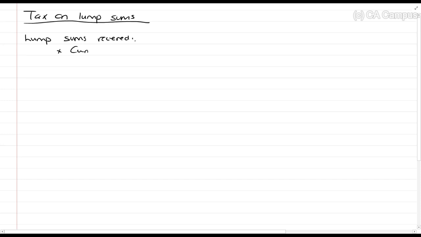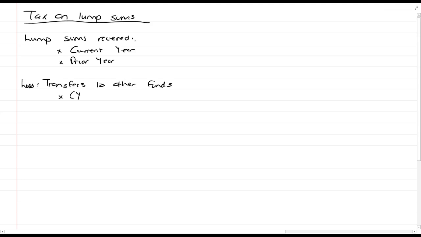So, tax on lump sums. How do we do our tax on lump sums? We say lump sums received. I like to split mine up into current year and prior year. Okay, and just for interest of time, I'm going to do it a little bit shorter now. Then we say less transfers to other funds that you've done in the current year and that you've done in the prior year, and then you say less contributions disallowed.